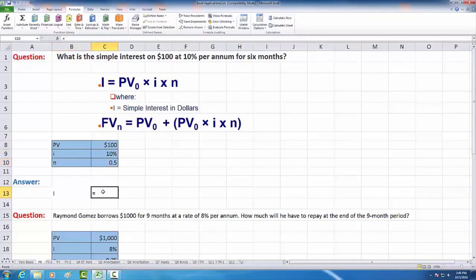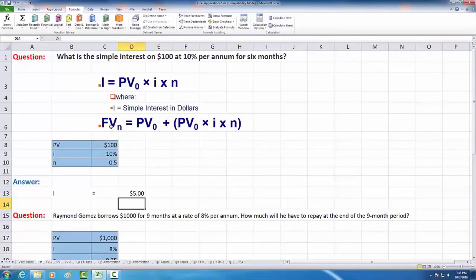So how to calculate the interest? You need to use the formula again. Equal sign. What you need to do is to multiply all of these numbers. Present value, which is $100, interest rate 10%, and n is 6 months, which is half a year, so 0.5. That's why I use 0.5 here. What you need to do is just this cell, C8, times C9, times C10. When you hit the enter button, you have the answer. Boom, $5. This is just the interest.